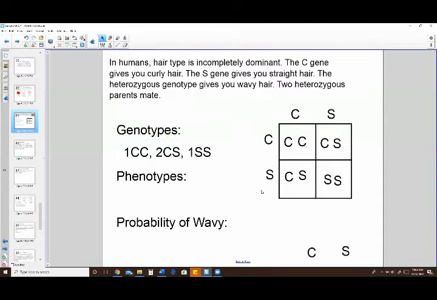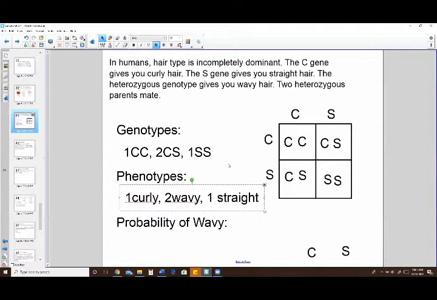So there's my genotypes. For the phenotypes, you're going to write the traits that you got from the square and the number you have of each. The CC combination will give you curly hair, so you only have curly hair genes. So I would have one curly. CS is heterozygous, so that's going to give you wavy hair. So I have two wavy. And then SS, the S genes only, will give you straight hair. So I have one straight hair.